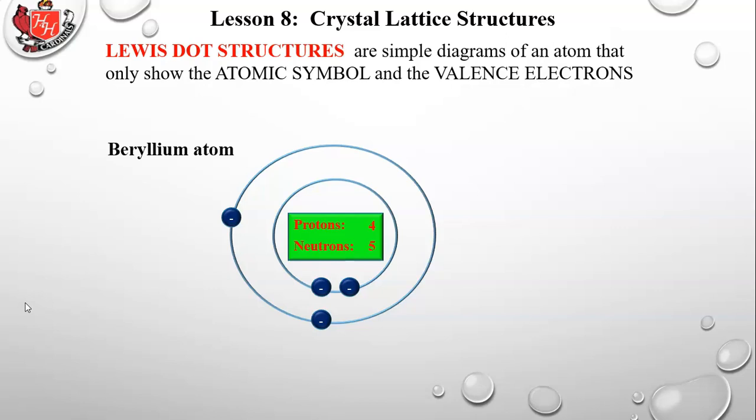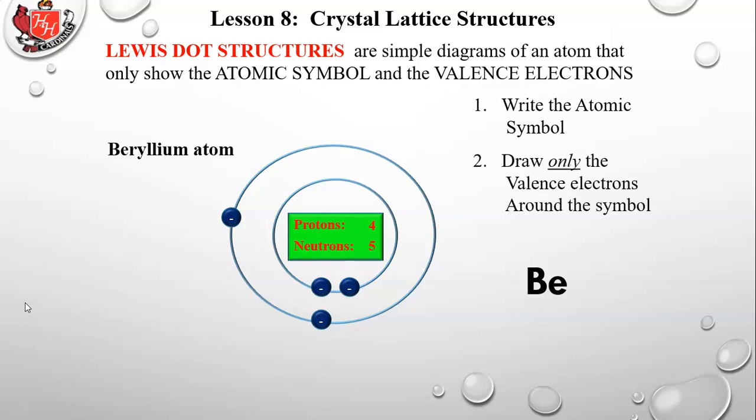But now you're going to see a simpler construct of an atom. Write the atomic symbol, so beryllium, it's Be, and then draw only the valence electrons around the symbol. So you ignore those core electrons. They're not important in chemical bonding. Only the valence electrons are. So for a Lewis structure, you're not going to draw the core electrons. You're just going to draw the valence electrons exactly the way that we've drawn them there.